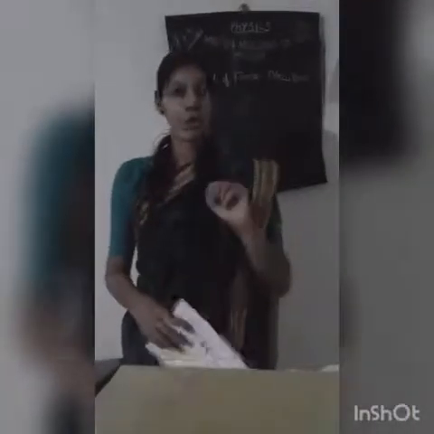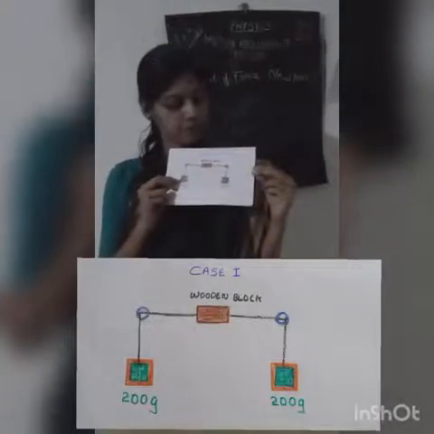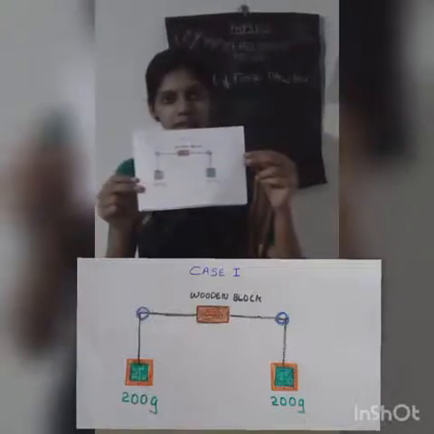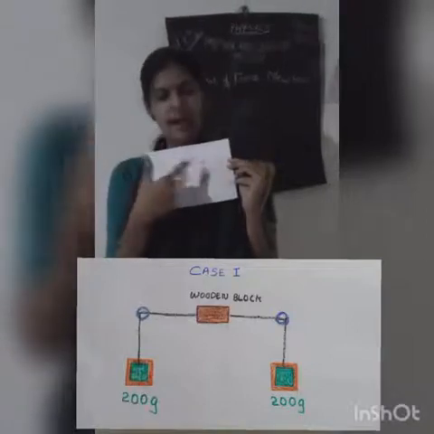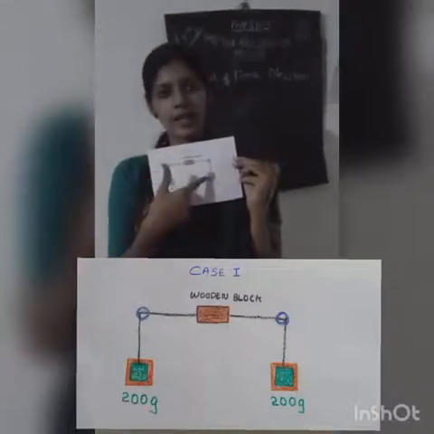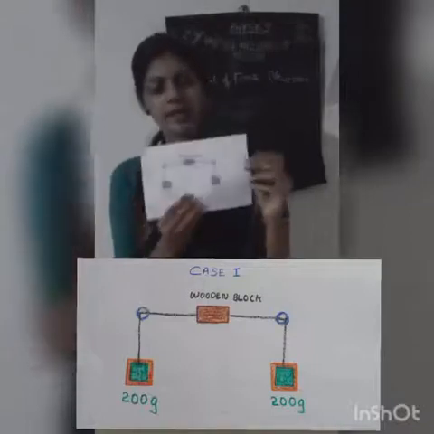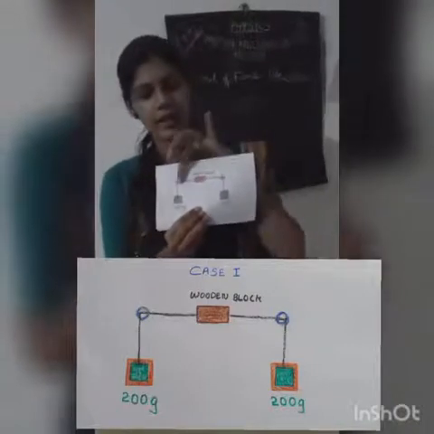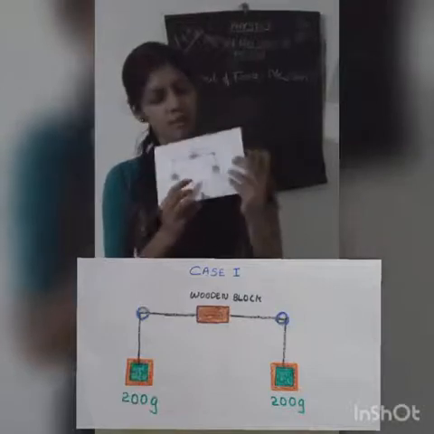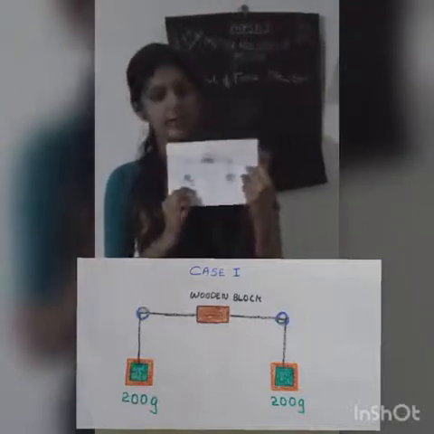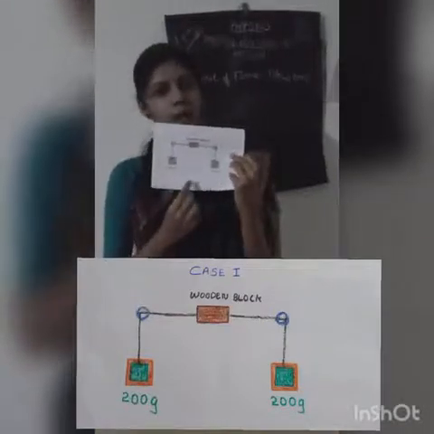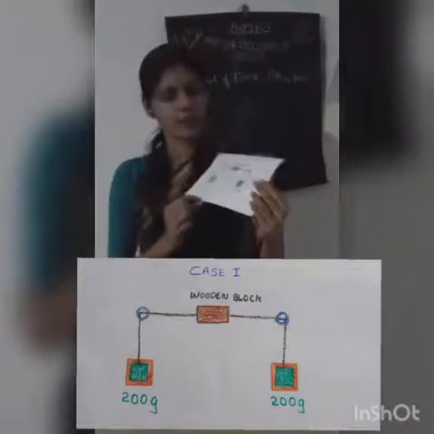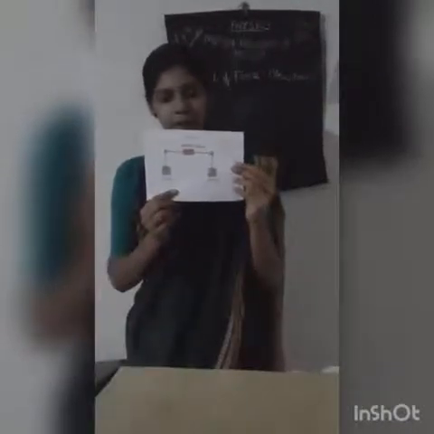I will show two pictures. Okay. See, this is case 1. In case 1, we can see that two pulleys are fixed to both sides of a wooden block. Here this is a wooden block and two pulleys are attached to it. And to these two pulleys, equal weights, that is 200 gram of weights, are suspended. Both have equal weights, 200 gram of weight. This is case 1. Okay.